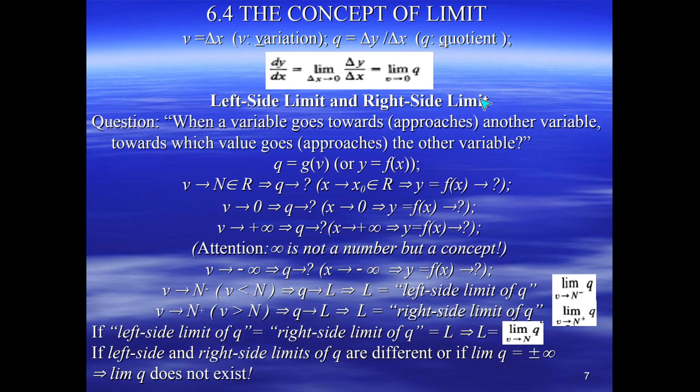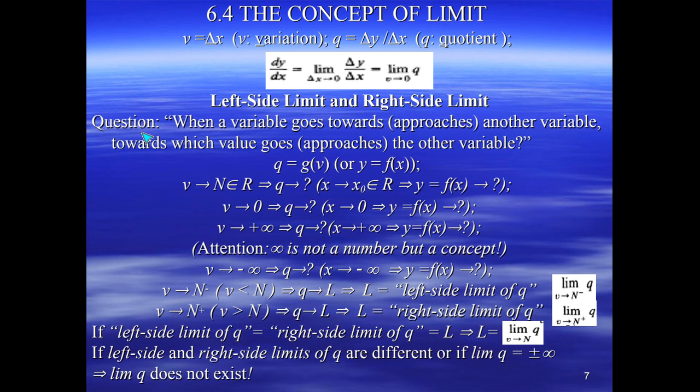So let's start with the left side limit and right side limit, because the limit of a function at a point exists when the left side limit is equal to the right side limit. So we should first learn the left side limit and right side limit, and then when these two limits are equal, we say that the function has a limit there, and it is the value L, which is the equal value for left side limit and right side limit.